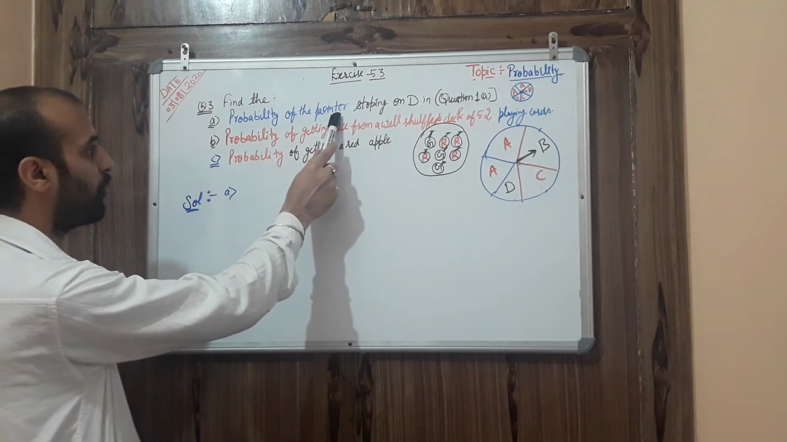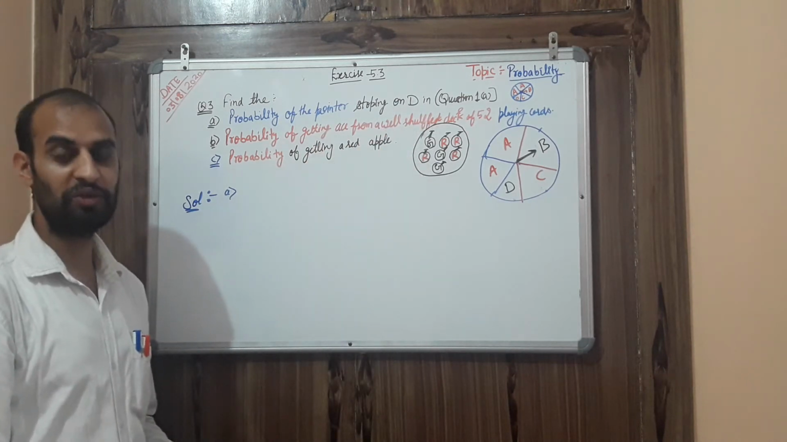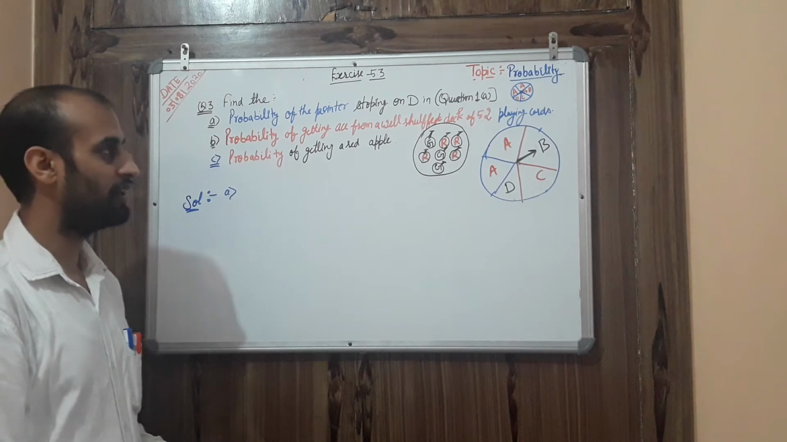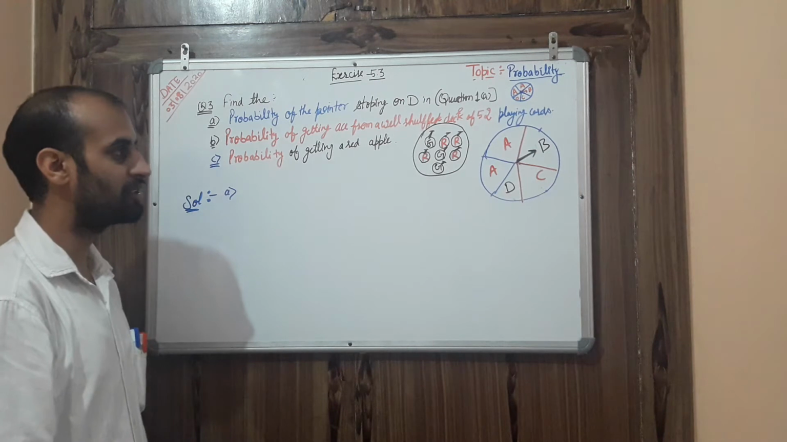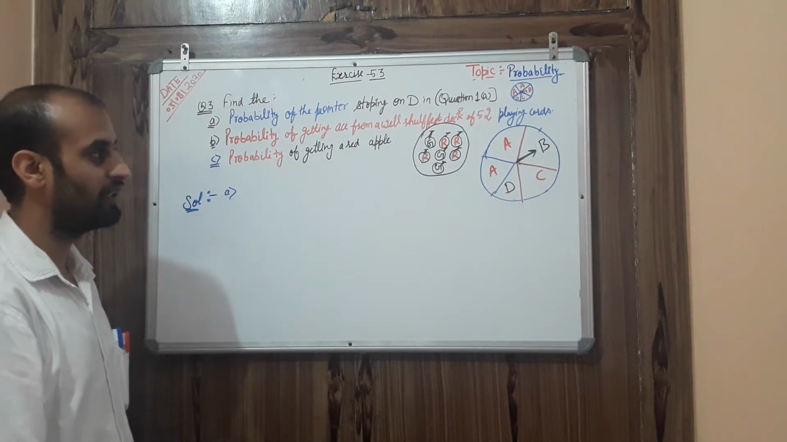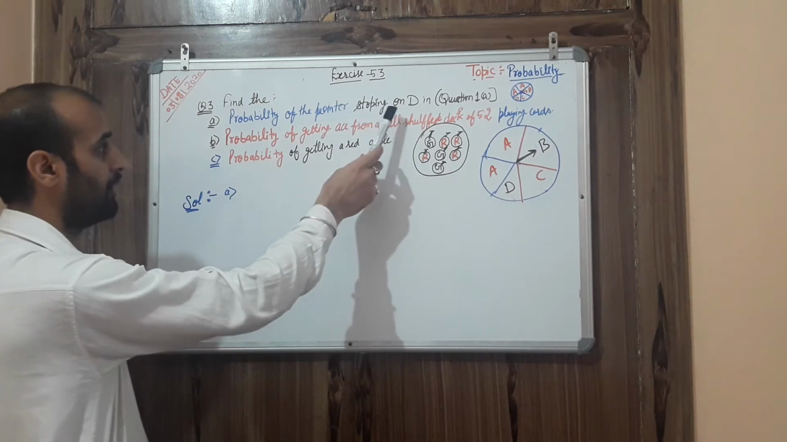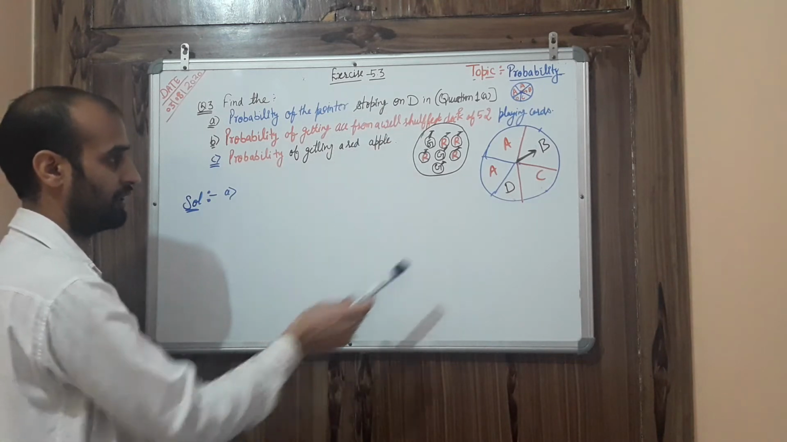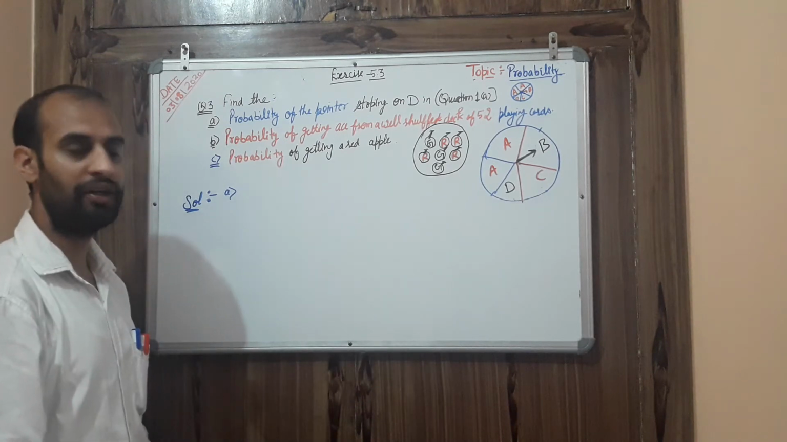Probability of a pointer stopping on D in question number 1. So first you must know what question number 1, part 1 is, so I have drawn this figure. It is clearly visible here. We have one pointer and some choices. The question asks the probability of stopping the pointer at D. If we rotate this pointer, what is the probability it will stop on D?